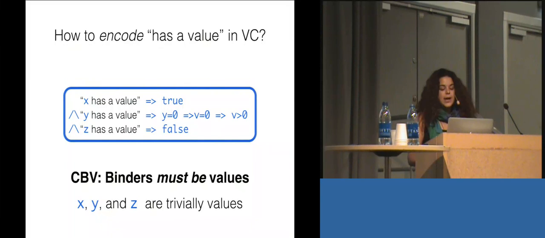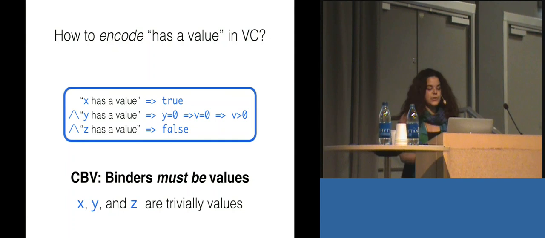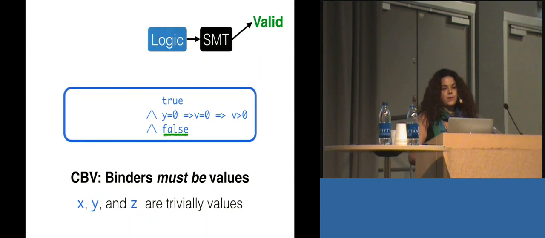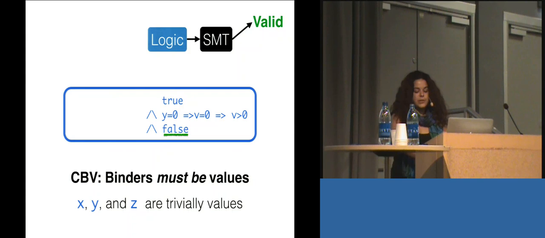Under call by value semantics, discharging this guard is easy because by the meaning of call by value, every binder must be a value. So x, y, and z are trivial values. So we encode this "has a value" guard as true. Now given this, a false appears as an assumption. So the SMT solver can trivially say that the verification condition is valid. So it soundly reports that our ugly function is okay.